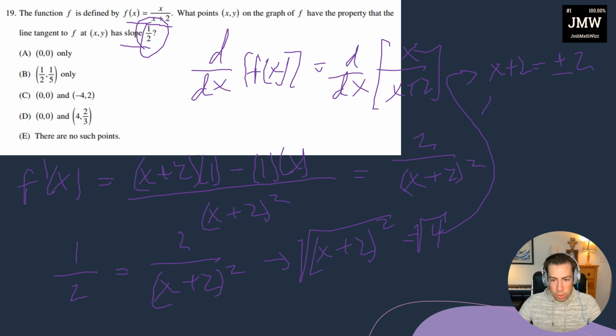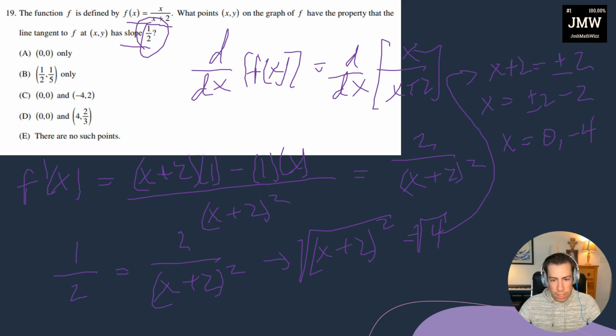So I will go ahead and subtract 2 from both sides, and I will have plus or minus 2 minus 2. So therefore, x is equal to 0, but it's also equal to -4. So that is our x-coordinate. I should say our x-coordinates that work.